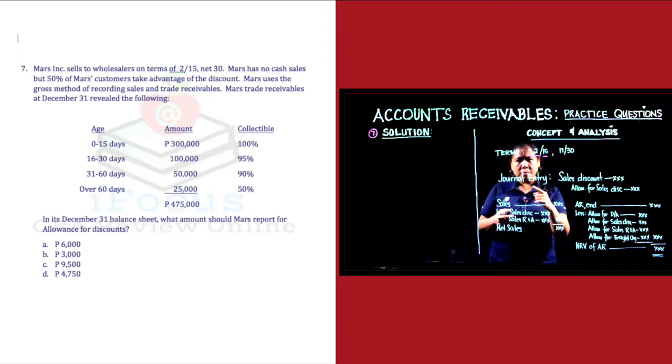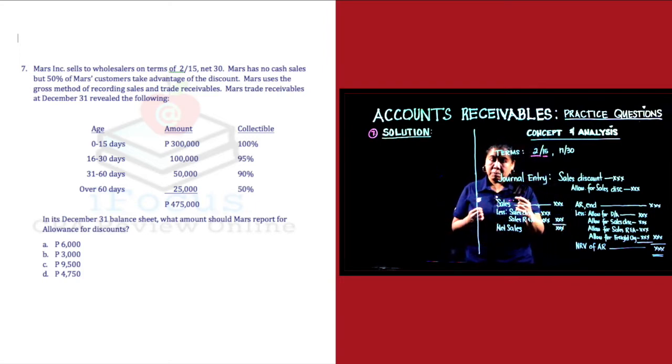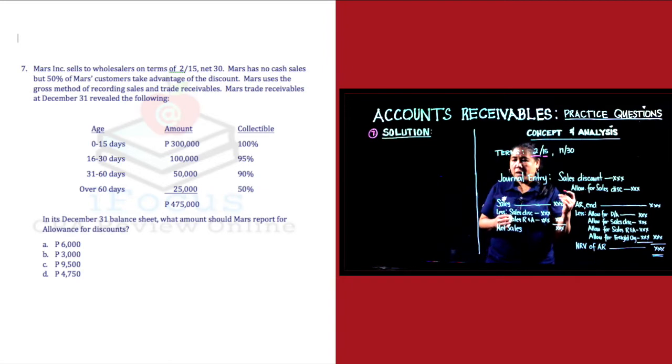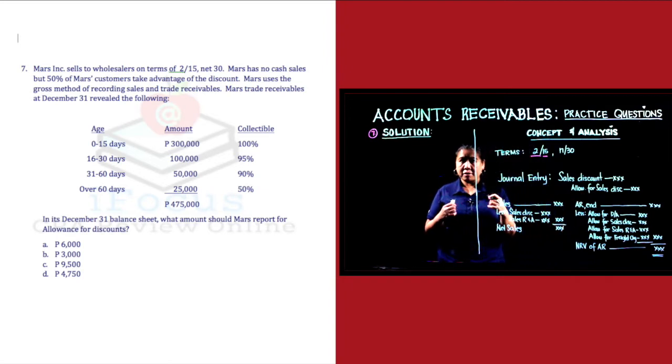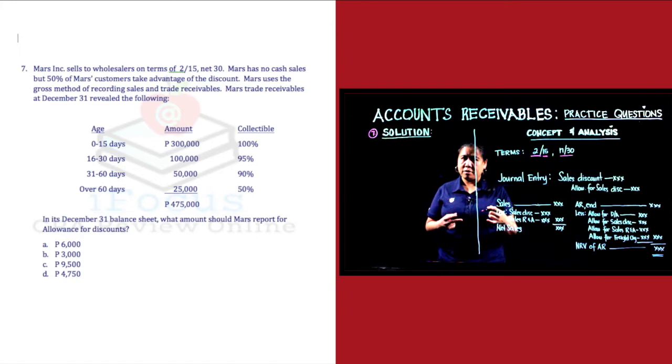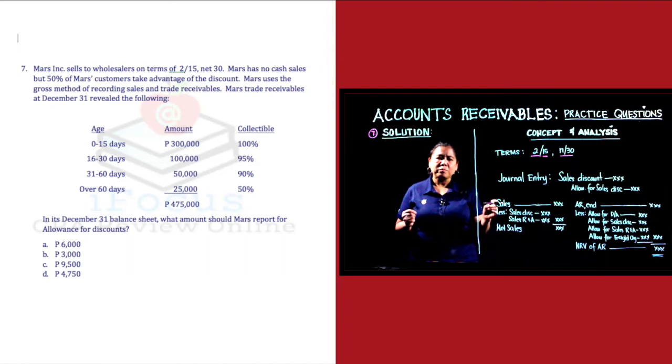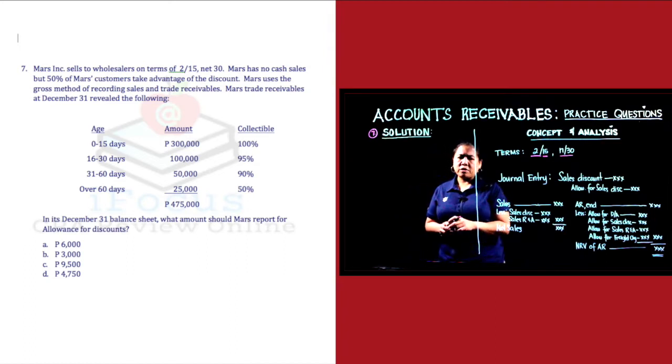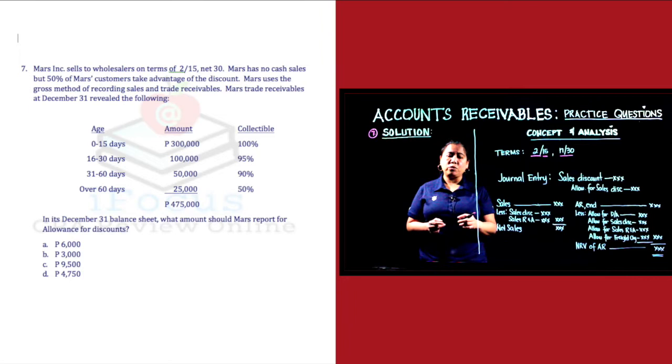2/15. So, ang ibig sabihin na si Mars, magbibigay siya ng 2% sa mga customer kung magbabayad sila within the 15 days. Ang ibig sabihin, 98% lang ang babayaran ng customer. The net 30, ang ibig sabihin is hindi na siya makaka-avail ng discount, but kailangan magbayad siya within 30 days. Alright? Now, Mars Incorporation sells to wholesaler on terms of 2/15.